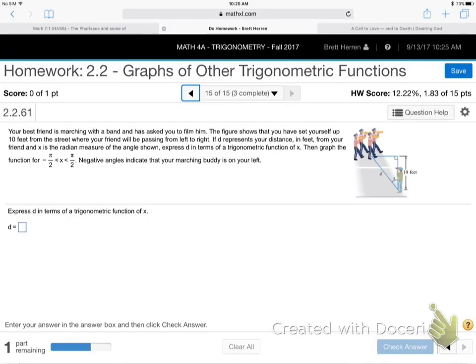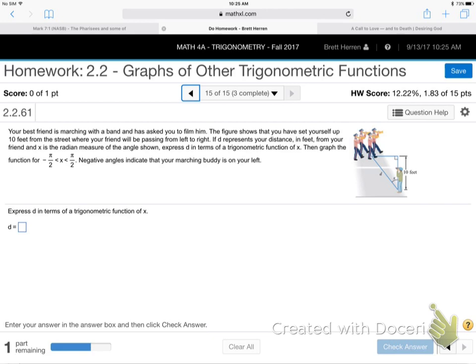All right, the figure shows that you have set yourself up 10 feet. Here you are, 10 feet from the street where your friend will be passing from left to right. If D represents your distance in feet from your friend and X is the radian measure of the angle shown, express D in terms of a trig function of X and graph the function. Negative angles indicate that your marching buddy is on your left.